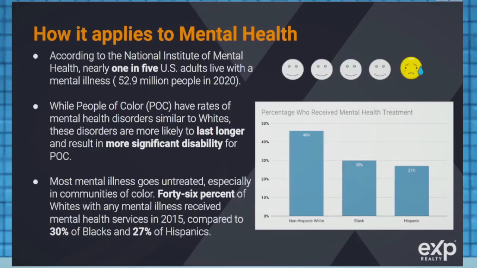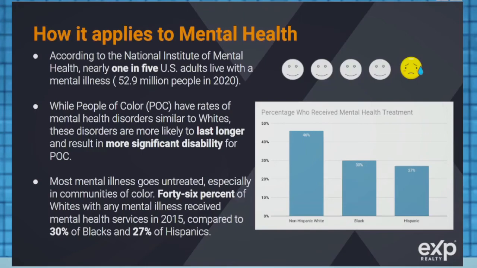So now we're going to talk about how it applies to mental health. I'm going to give you a lot of statistics, and we're going to go over some specific demographics and how it affects them. But as a starting point, the National Institute of Mental Health says that 1 in 5 U.S. adults live with a mental illness. In 2020, that was 52.9 million people. And while people of color have rates of mental health disorders similar to whites, these disorders are more likely to last longer and result in more significant disability for people of color.